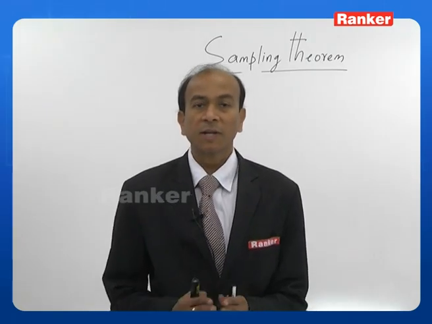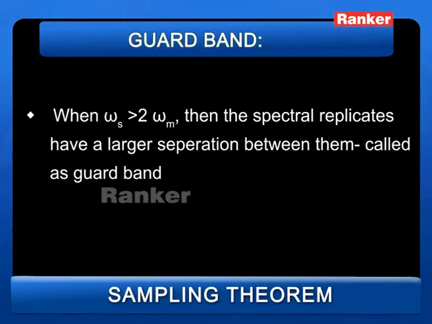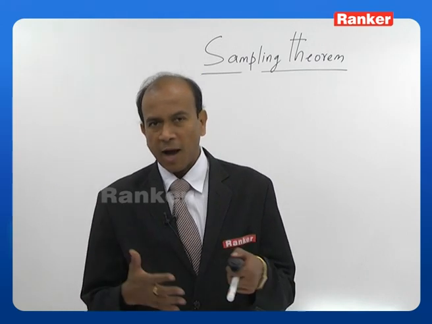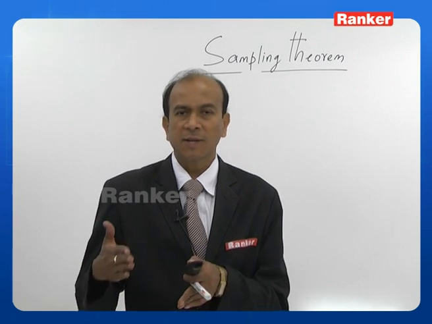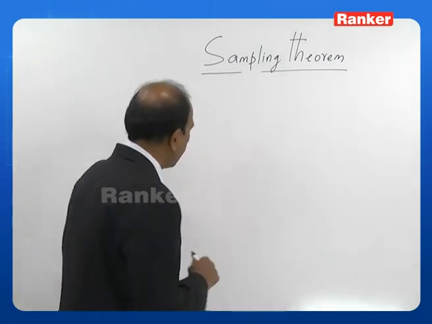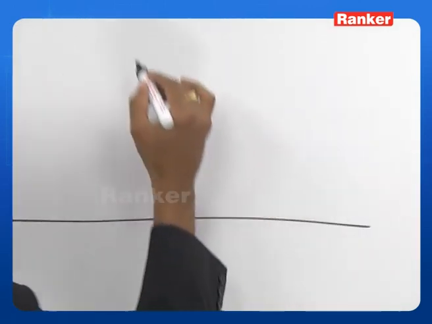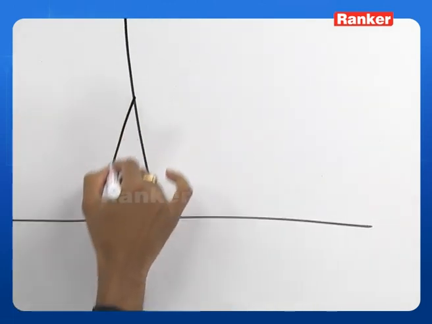Let us see what is called a guard band. When omega s is greater than 2 omega m, then the spectral replicates have a larger separation between them, called a guard band. What are we talking about? We are talking about the spectral separation. If two spectra are separated by a certain distance, the distance between those two spectra is called a guard band. Let us see that. Now, earlier I will draw three cases here.